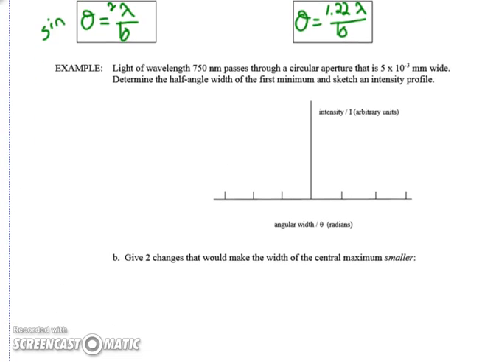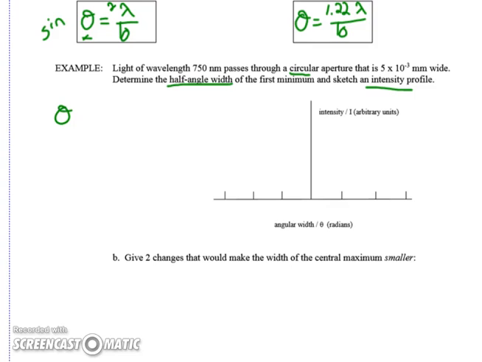All right, so let's say we have a wavelength of 750 nanometers going through a circular aperture, that's important, of a certain diameter or width, and we want to determine 2 things. The half angle width, essentially theta right there, because remember it's going to be a minimum on each side of the maximum, and then sketch the intensity profile. All right, we want to be able to do that based on numbers, not just some arbitrary or general shape of a single slit.